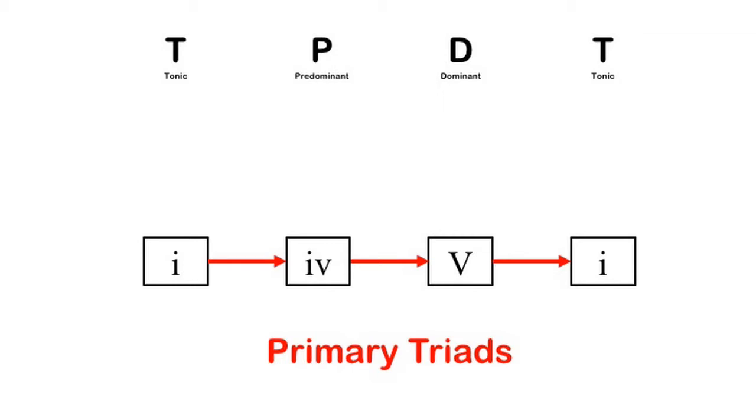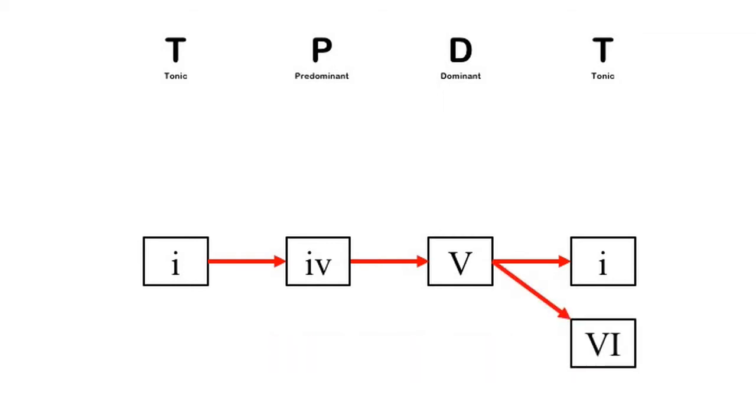Now, just as we did in the major mode, we can take that dominant function chord, that dominant triad, and resolve it deceptively to a submediant, a 6th chord. And that sounds like this. Tonic, subdominant, dominant, submediant. Another deceptive resolution, which then we can use to move back into the predominant area and cycle through again.